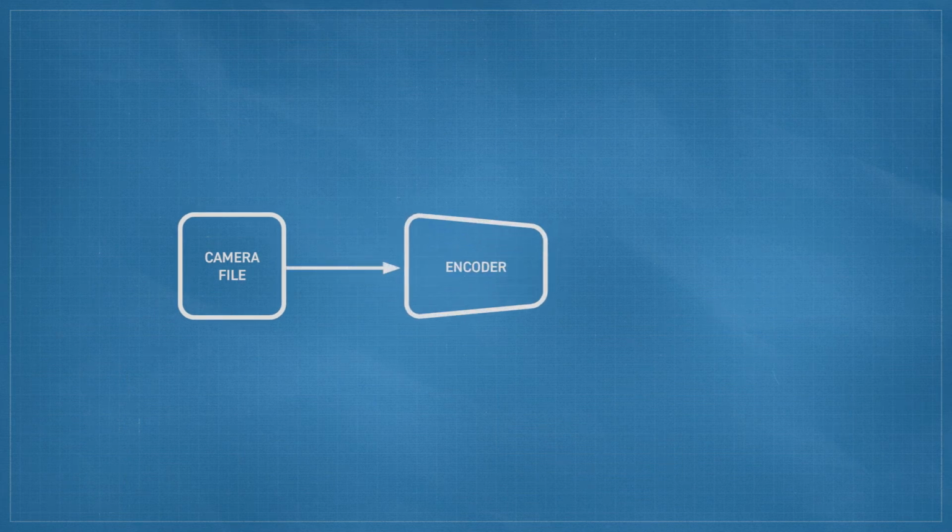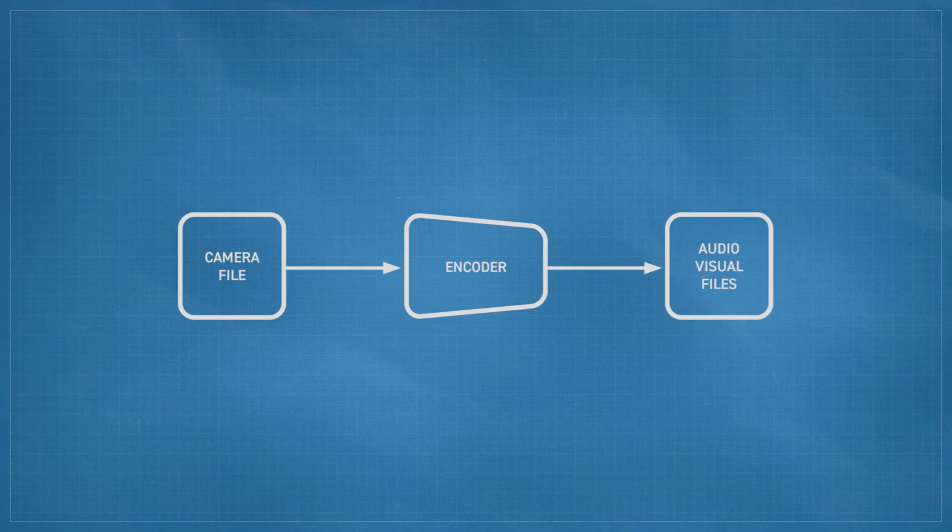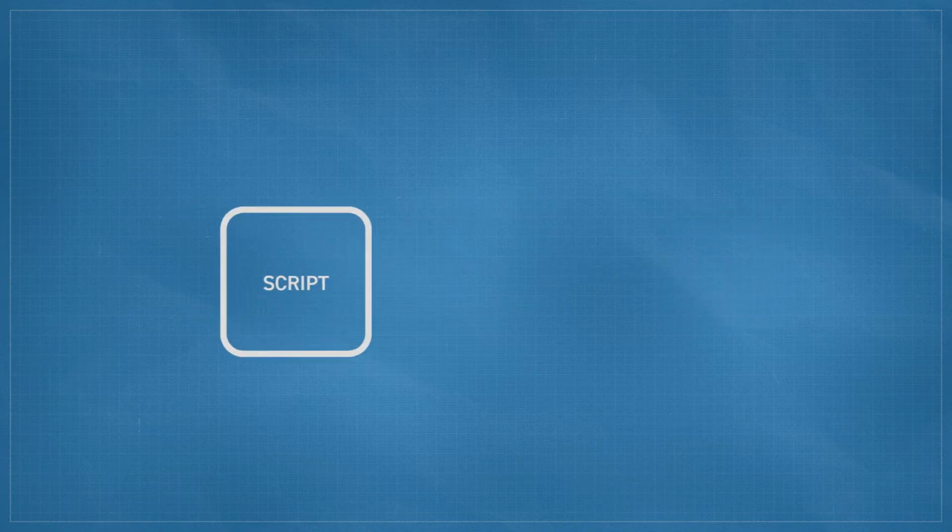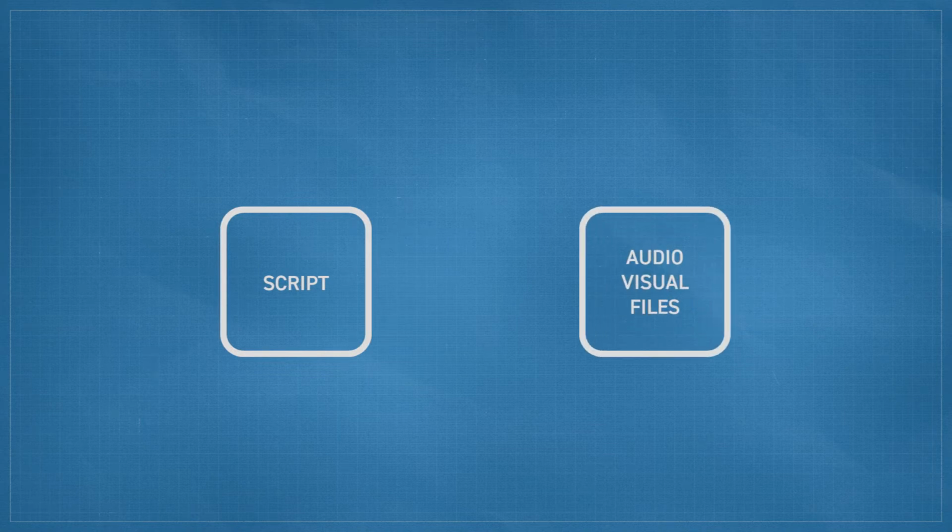For example, we would show an asset, in this case an original camera file, flowing into a task, an encoder, and a new asset being created, the proxy. Or we can see that the script does not turn directly into the AV file, but we may want to show a relationship between them, in which case we will use the association connector, which is a line with circles at the ends.